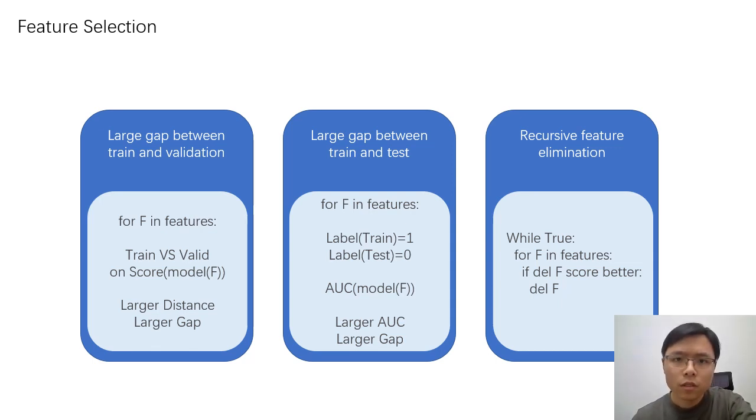In the feature selection module, these three methods are used. First, we need to guarantee the gap between train and validation sets is small on every feature. We can choose one feature, train a simple model, and measure whether the score on the train set is much larger than on the validation set. Next, we also need to guarantee the gap between train and test sets is small on every feature.